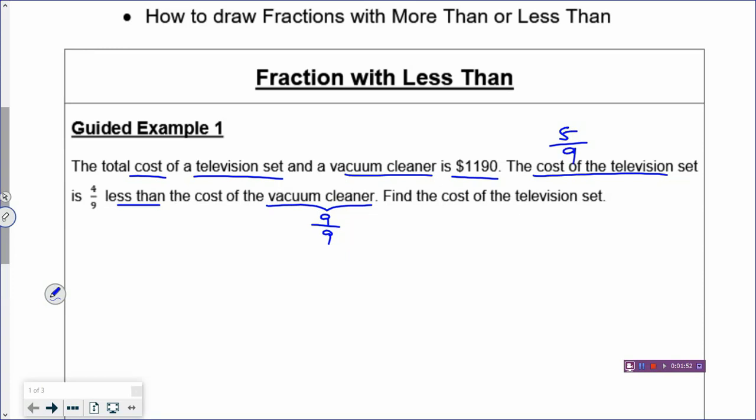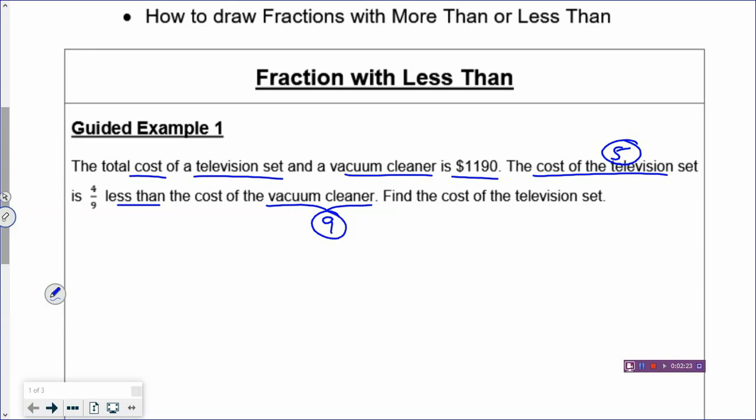How many boxes should you draw for the cost of the TV? You should draw 5 boxes. I'm going to take out the fraction, and you should be drawing 5 boxes for the TV. The vacuum cleaner will be 9 boxes to draw. So we don't do arrow pointing. Once you do arrow pointing, your numbers will be wrong already.